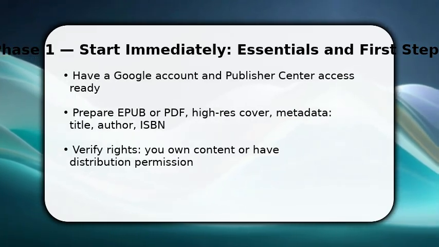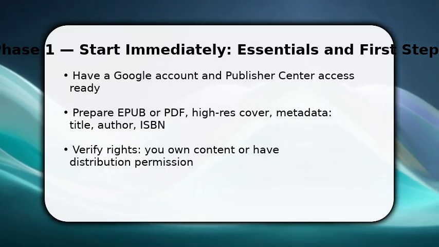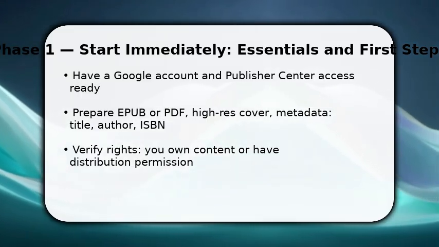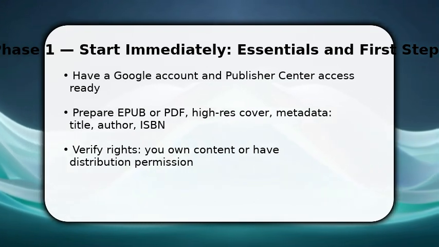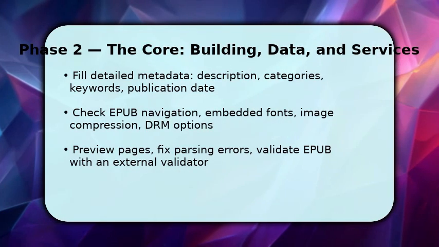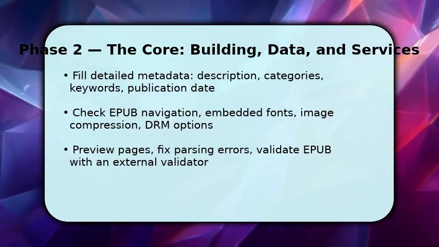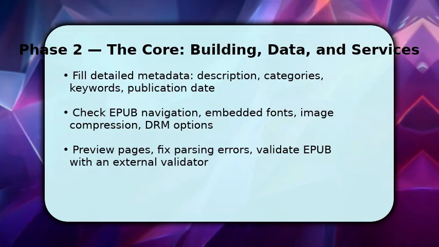Enter core metadata fields now: title, author, language, ISBN, because they populate search and preview. Once done, save progress frequently to avoid data loss and to allow Google to index preliminary details while you refine metadata and process the file. Fill the long description, categories, keywords, and publication date so discoverability improves.